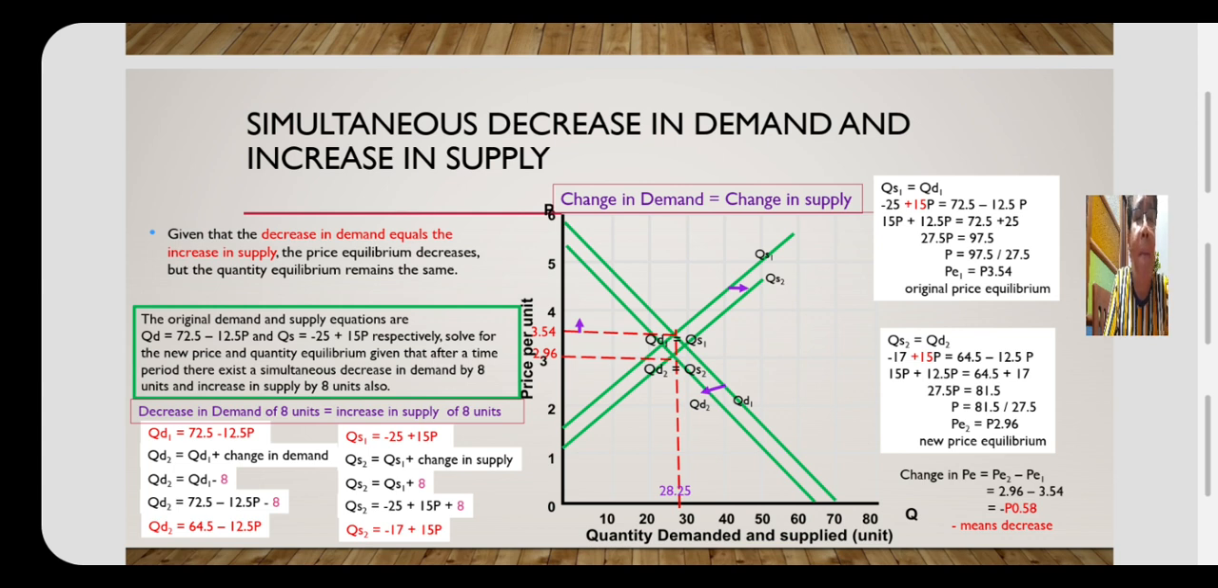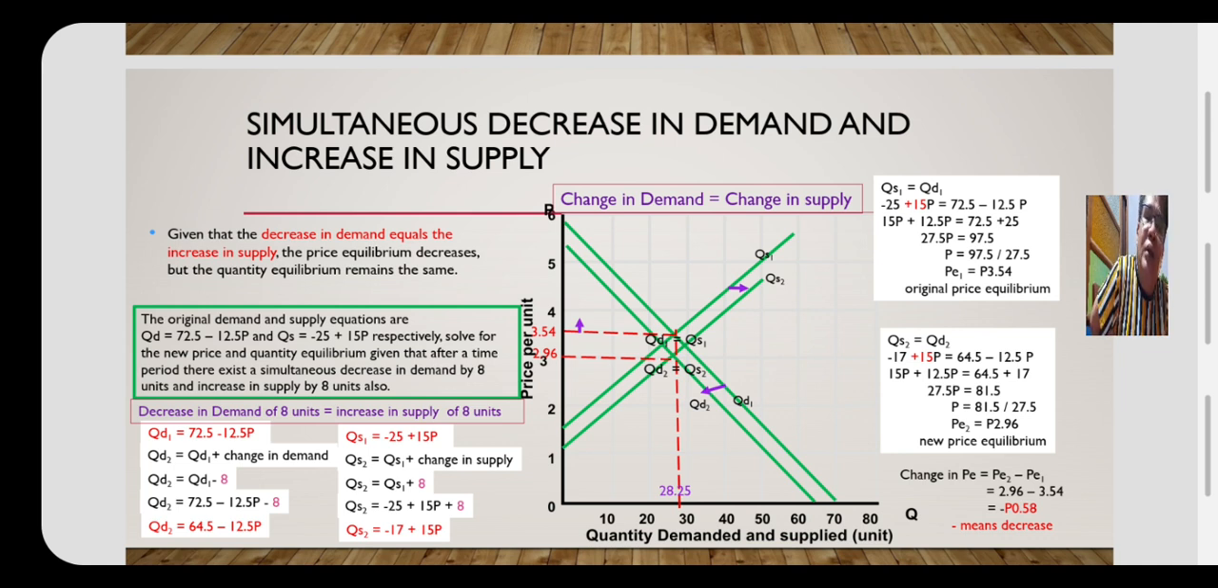What we can take note of here is the size of the gap. Notice that the size of the gap between the supply curves is equal to the size of the gap between the demand curves, and that is to illustrate that the change in demand equals the change in supply. The problem statement says that the original demand and supply equations are QD equal to 72.5 minus 12.5P, and QS is equal to negative 25 plus 15P respectively.